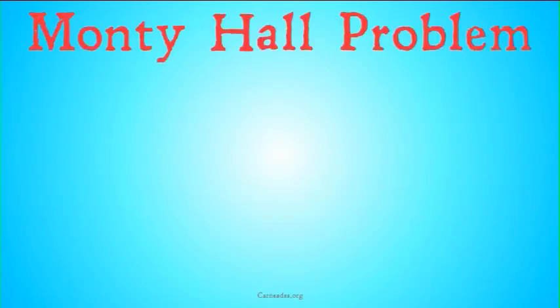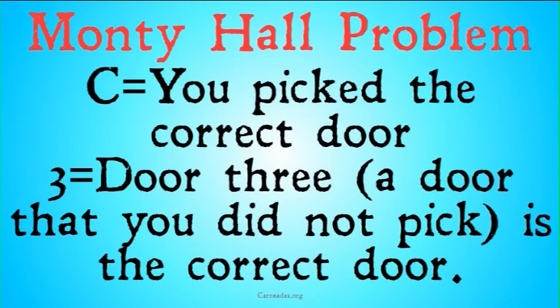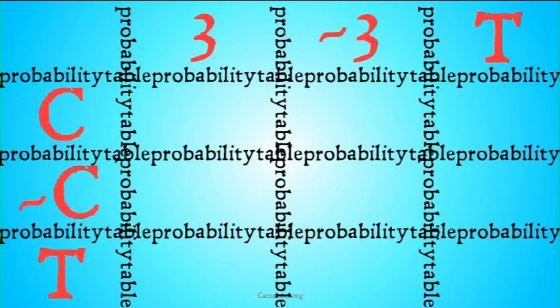Now, back to the Monty Hall problem. So, let's take C as you pick the correct door, and the number 3 as door 3, a door that you did not pick, as the correct door. So we'll set up our probability table once again. We know that the total probability we're looking at is 1.